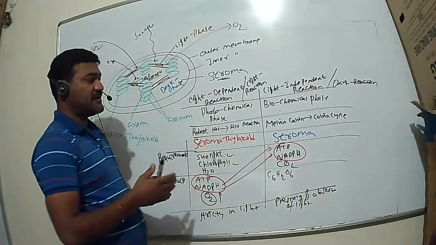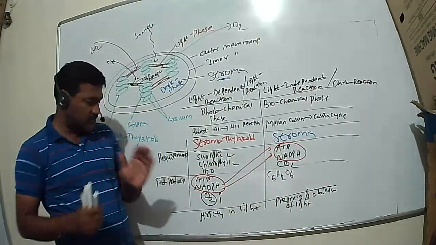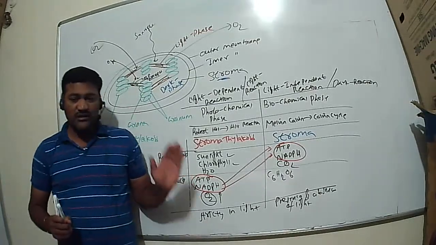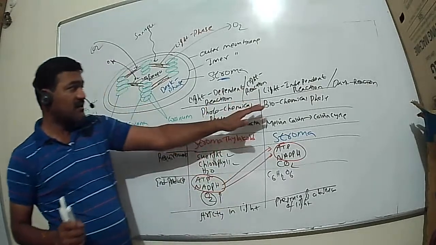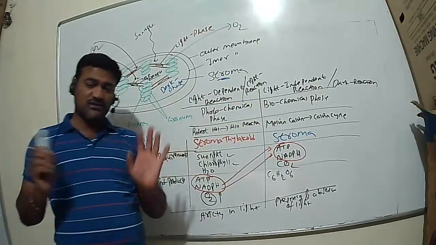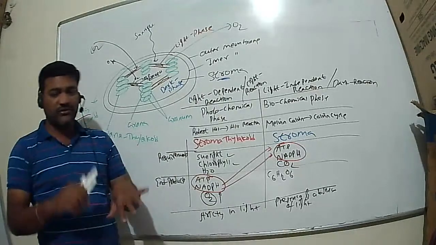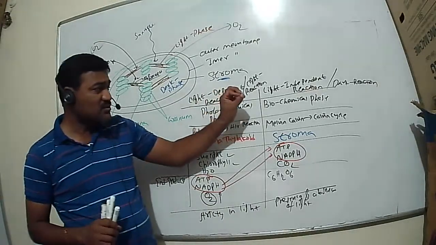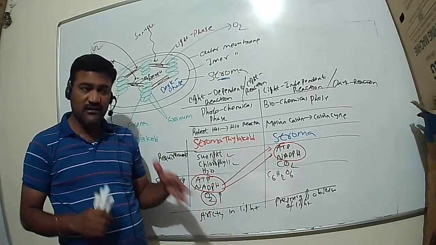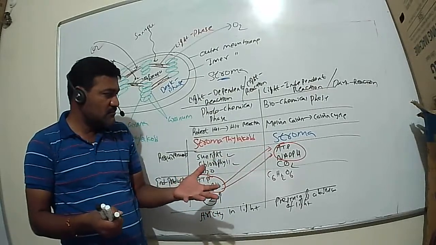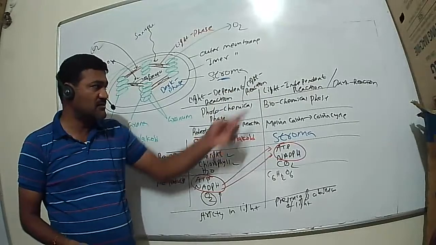It is light independent. So remember, light reaction occurs only in the presence of light, only during daytime, only when there is light. But dark reaction can occur when there is light or when there is no light. It can occur during daytime and also during night time. What it requires is only ATP and NADPH. If ATP and NADPH are available in the daytime, also it will occur.